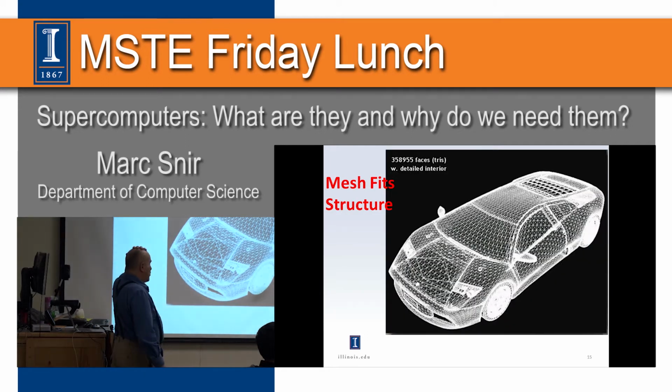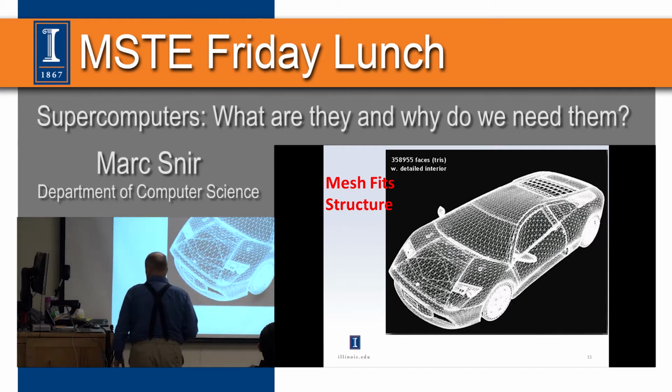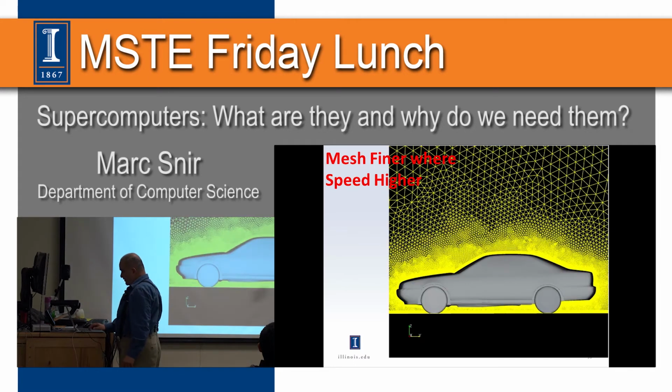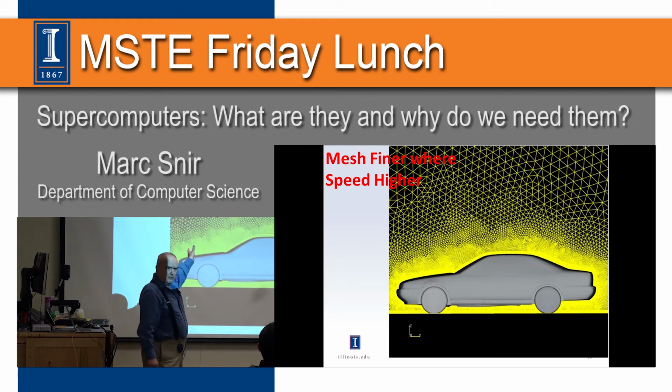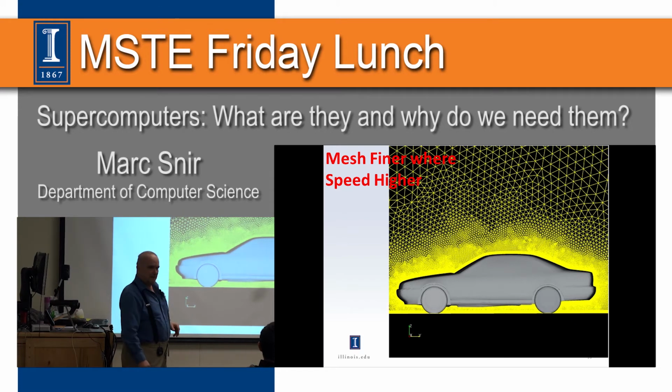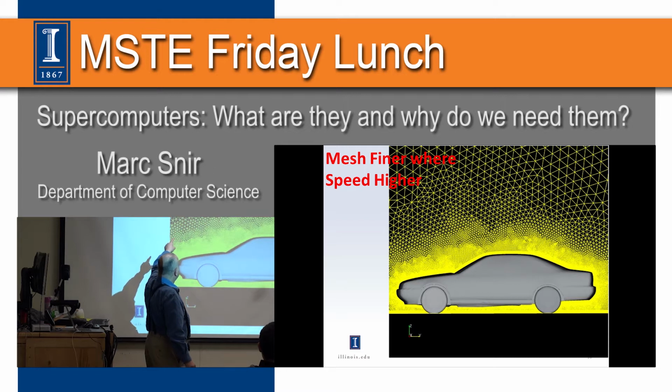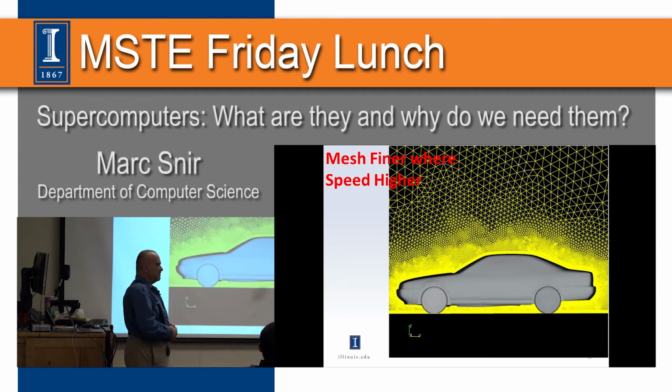Now, meshes can be more complex. I think that's a Lamborghini for people that like cars. And you see, to get a good representation, they're using 358,000 triangles to mesh the car. And of course, if you're interested in the flow of air around the car, then you don't have to mesh only the surface of the car, you have to mesh the air around the car. These are shown in 2D, so they are triangles, but if you think in 3D, they would be tetrahedra that you are filling the space with.